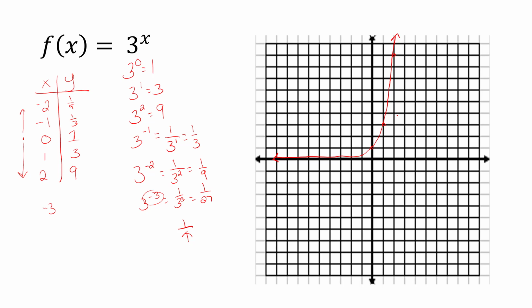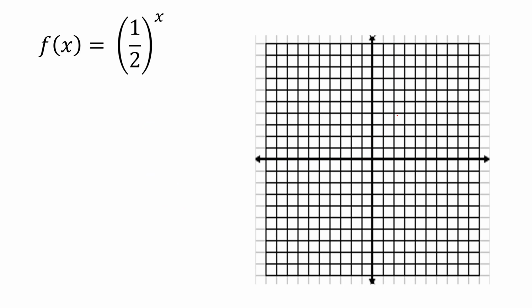That's our first exponential function. Next, f of x is equal to 1/2 to the x. Well, we're going to do the same thing. We're going to have our xy input-output table, -2, -1, 0, 1, 2. And so I'm going to start with 0. 1/2 to the 0th power is 1. All right. 1. So 1/2 to the first power is simply 1/2. So we come over 1, up 1/2.